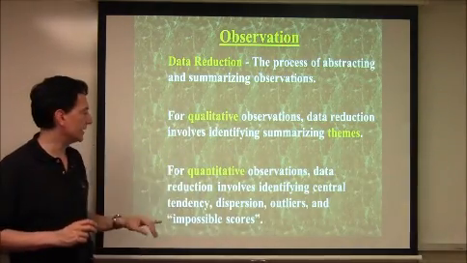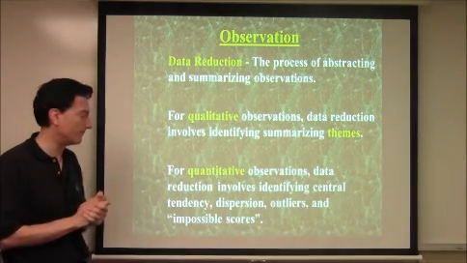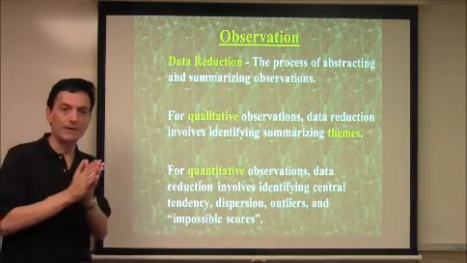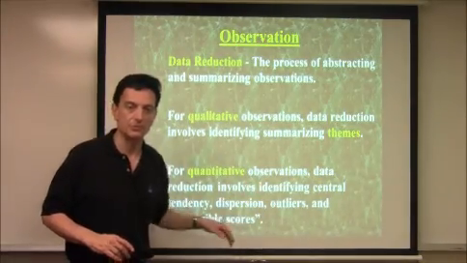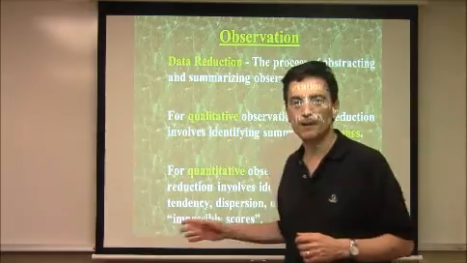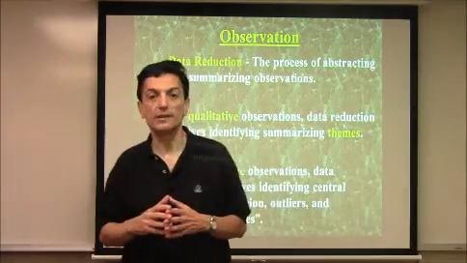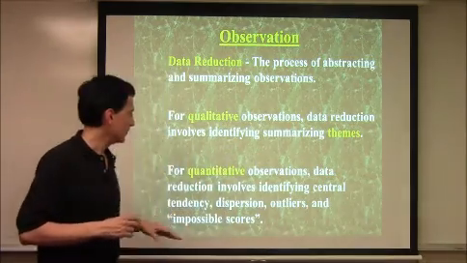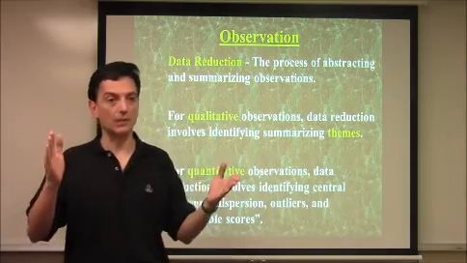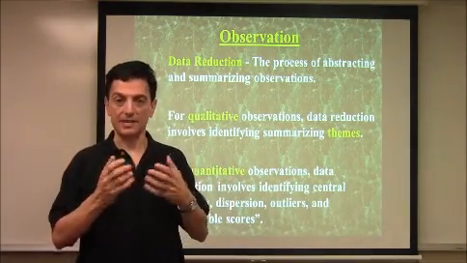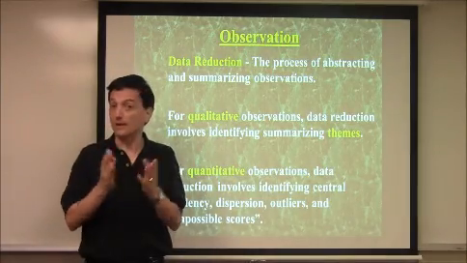For quantitative observations, the data reduction involves identifying central tendency, which we've talked about before, and dispersion. We might identify some outlier scores, and we might even identify some impossible scores. So let's just remind ourselves about some of this terminology. We've said before that central tendency is typically measured as mode, median, and mean. We've had a few different indicators of dispersion, such things as the range of scores, the lowest and the highest, maybe the standard deviation, which is the extent to which a score departs from a mean on average.